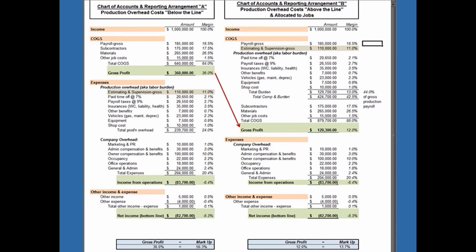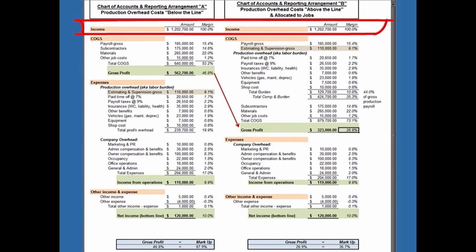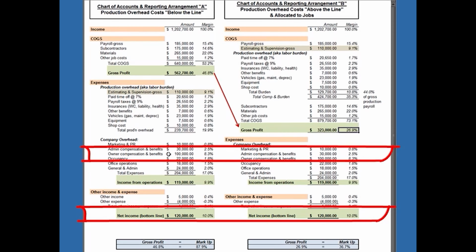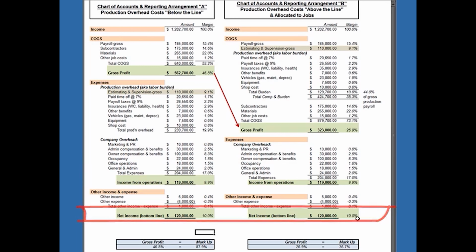Okay, let's go look at a situation where I adjusted the numbers to actually provide profits to this company. And in this case, we needed to bring our income up by about another $200,000 in order to get the right amounts on the bottom line. Now, I did not adjust the owner comp and benefits, but the owner's at this point sitting in here at about 8.3%, and we are getting 10% on our bottom line.